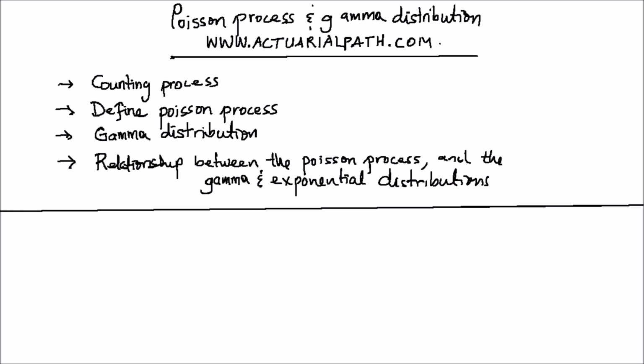So what is a counting process? A counting process is a stochastic process that counts the number of arrivals of some specific event of interest. An example could be you could be interested in finding the distribution of the number of tweets sent out by the US president in any given day.